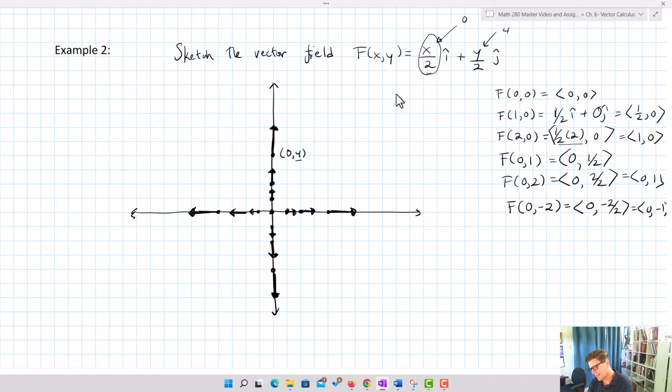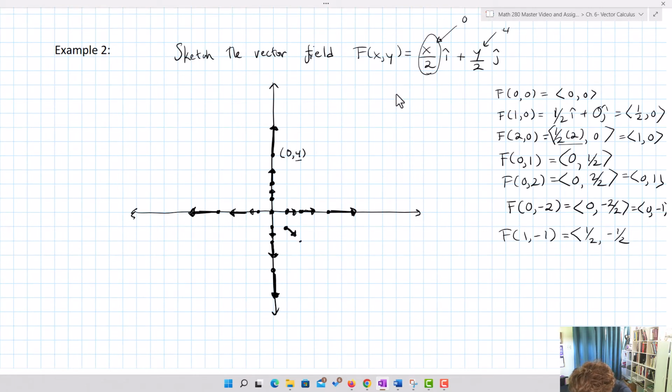So that's going to be interesting. Essentially what we're going to see here is, say for example, if I take f of 1, negative 1, that is going to end up being 1/2, negative 1/2. So essentially, or more than essentially, it's going to look exactly like this.